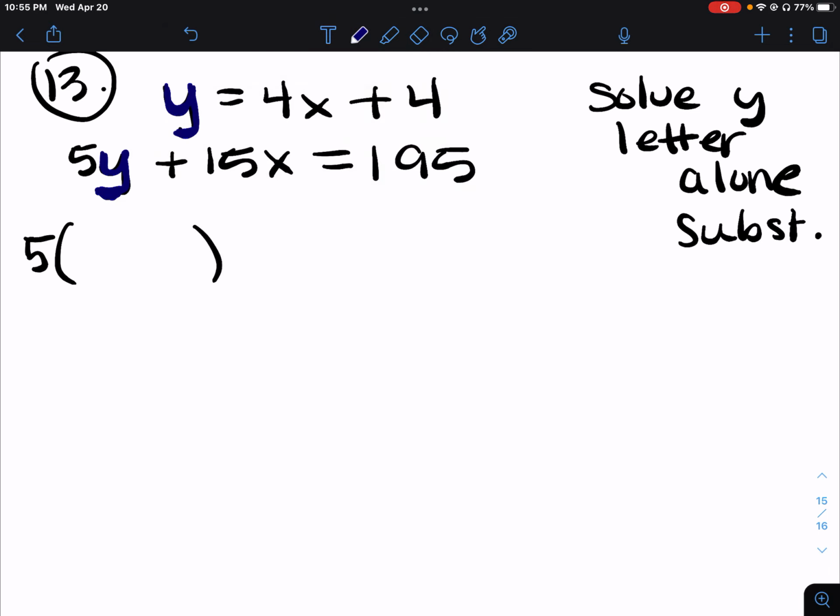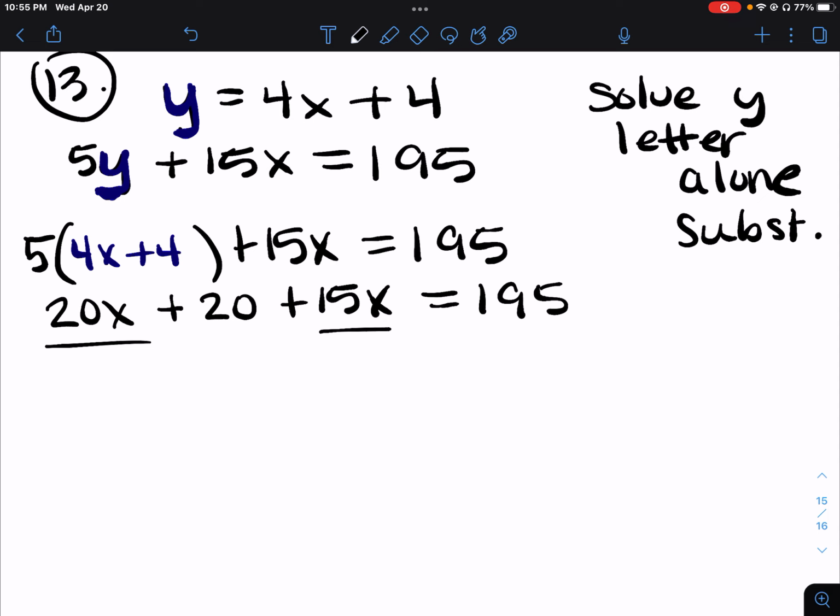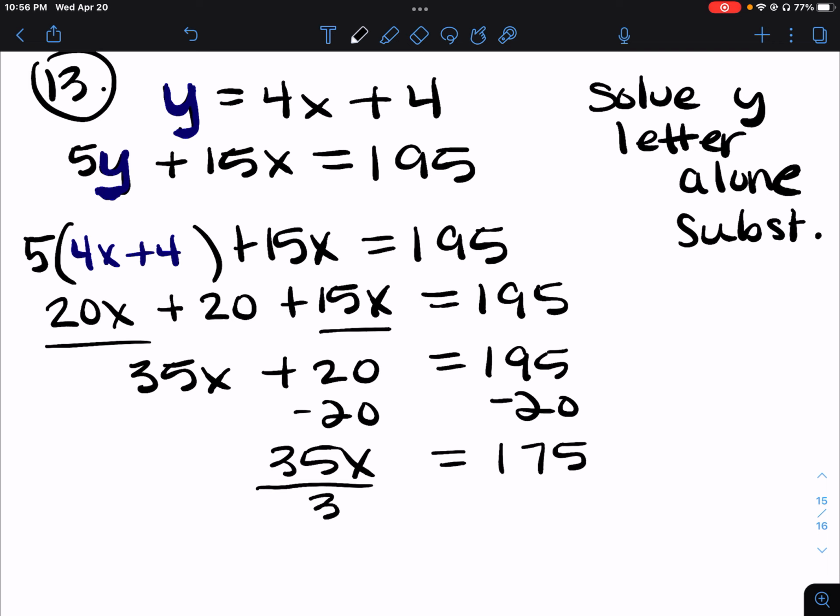Okay, write the rest of the equation. Now we can distribute the 5. That's not x. I'm going to add my like terms. I need to solve. Divide. So x is 5, but that wasn't the question.